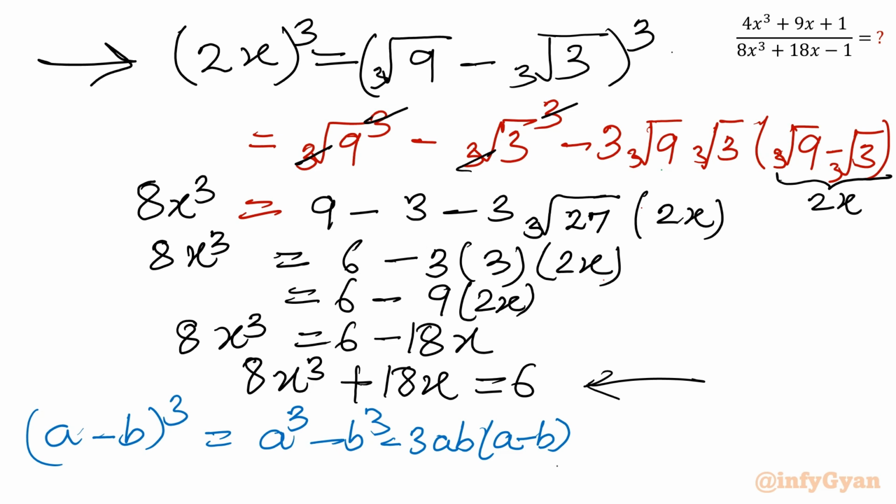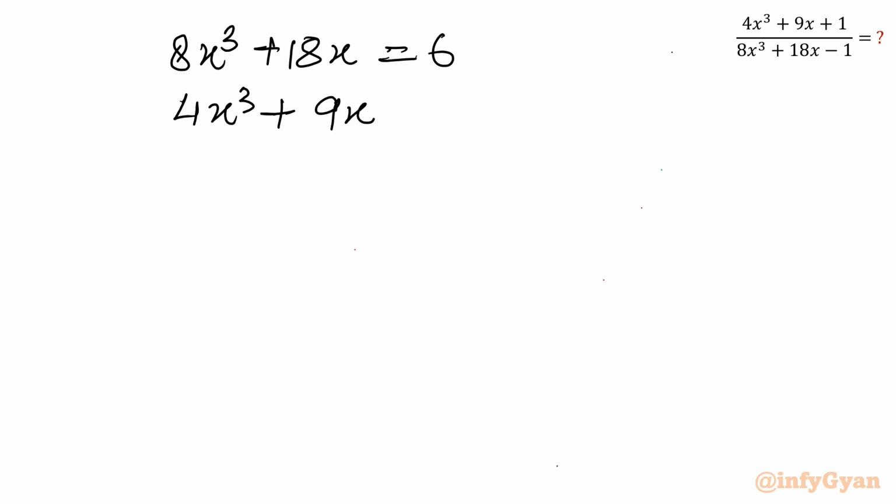Now the equation is divisible by 2, so I will divide this equation by 2. Let me write here 8x cube plus 18x equal to 6. Let us divide this equation by 2, so I will write 4x cube plus 9x equal to 3.